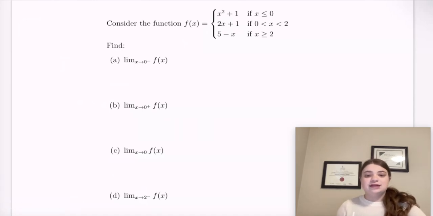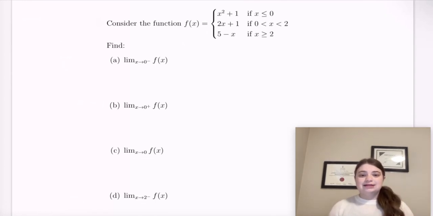Okay, let's try this next one here. It says, consider the piecewise function where f of x is equal to x squared plus 1 if x is less than or equal to 0, and 2x plus 1 if x is between 0 and 2, and 5 minus x if x is greater than or equal to 2.